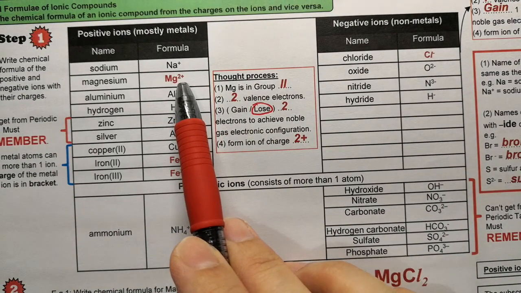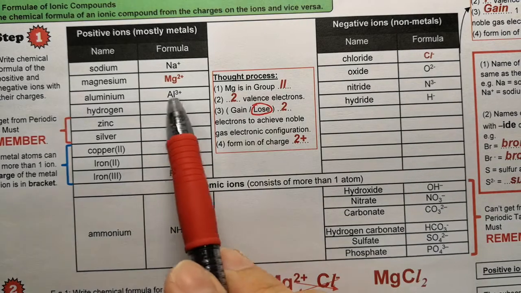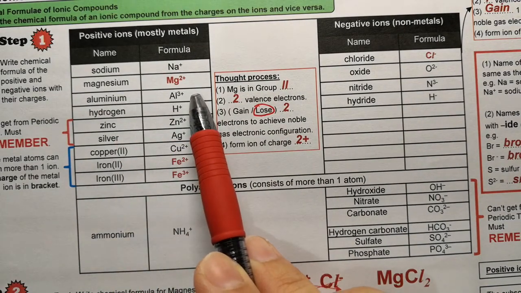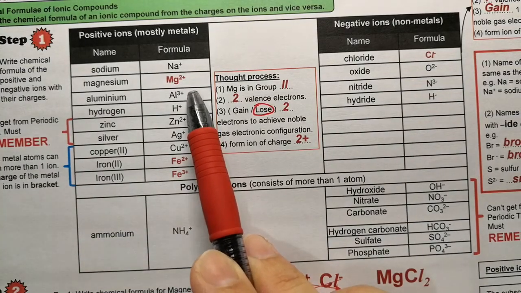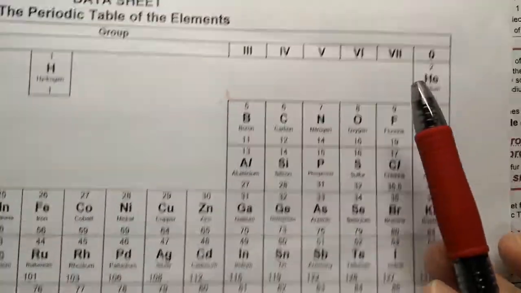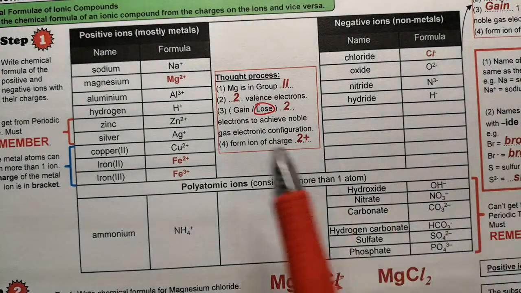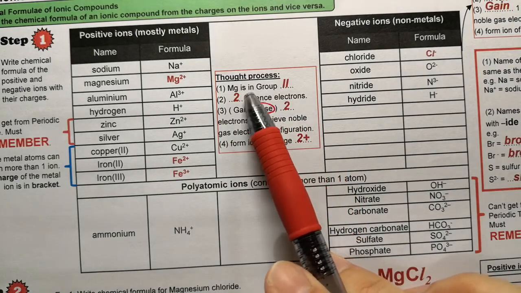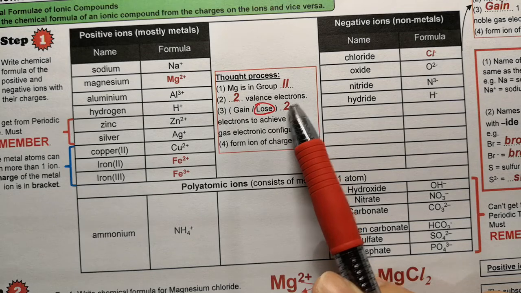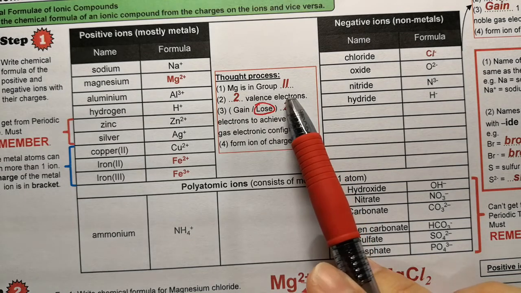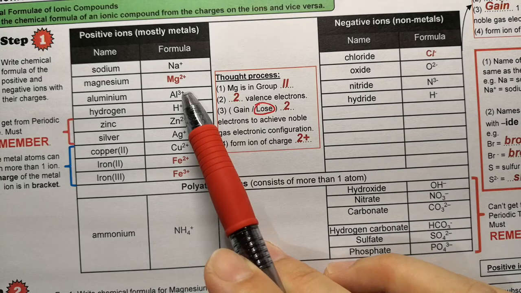That's why the magnesium ion, the formula is Mg2+. Likewise for aluminium, you don't need to remember the aluminium ion formula, Al3+. All you need to do is to find out which group, referring to the periodic table, the aluminium is in. It is in group 3. So group 3 means 3 valence electrons. 3 valence electrons means you would need to lose 3 electrons to achieve noble gas electronic configuration. Losing 3 electrons means that the charge is 3 plus. That's why it's Al3+.